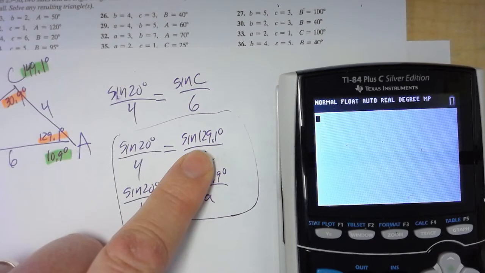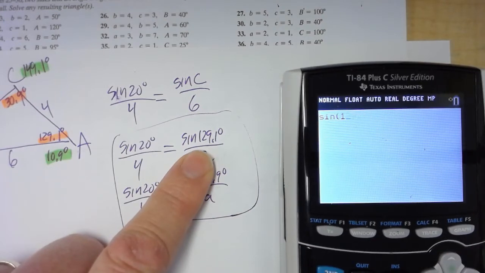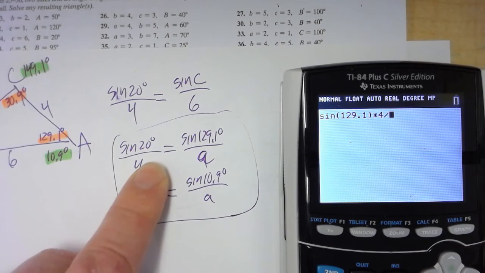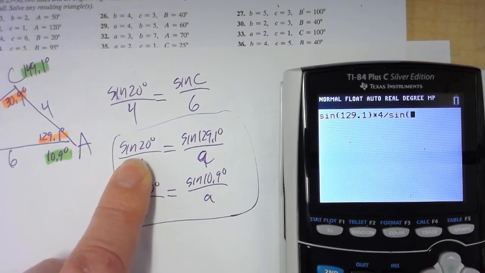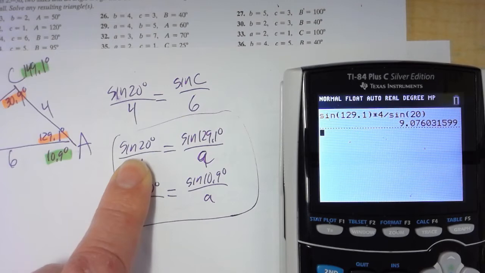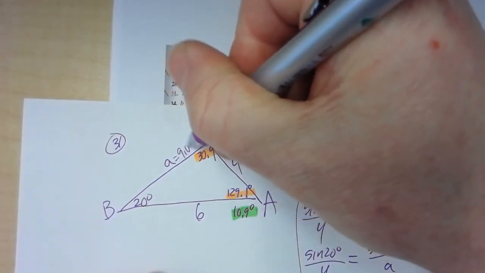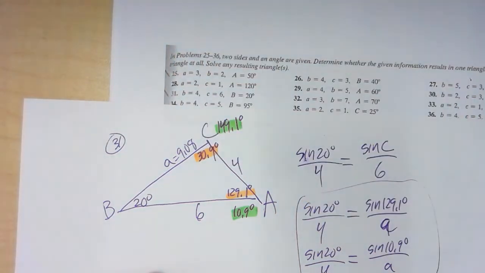So sine of 129 times 0.1, sorry, and then times 4, and then divided by sine of 20, and we get 9.07. So 9.07 is one of the answers. Actually, you could round it to 9.